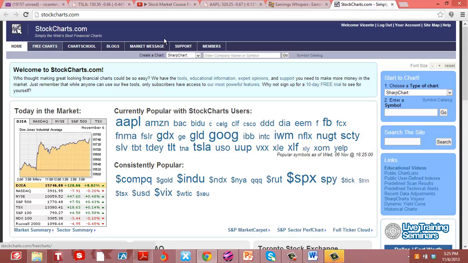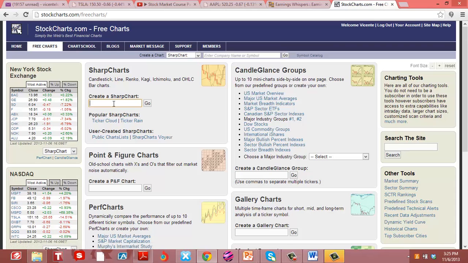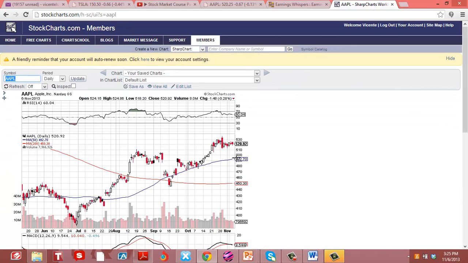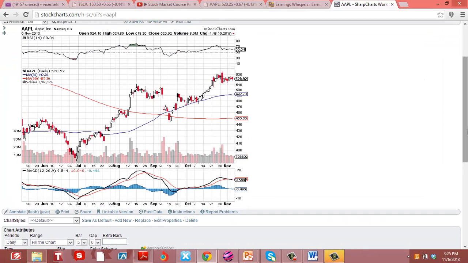Another website I use, stockcharts.com. Here they actually have a members area where you can pay and you get more tools, but you also have a free chart one. I could put Apple and I can see the behavior, and we're going to go over how to read these candlesticks, and you're going to learn all about these candlesticks and how to make money with them. And you can see, for example, the price of Apple is at 520 right now, and the lowest price that it was in July, okay, was under 300, and you can see that big movement that we've had to the upside on the Apple shares.